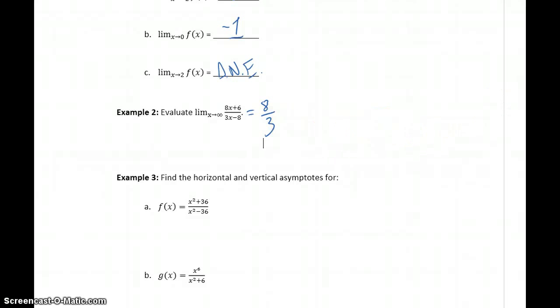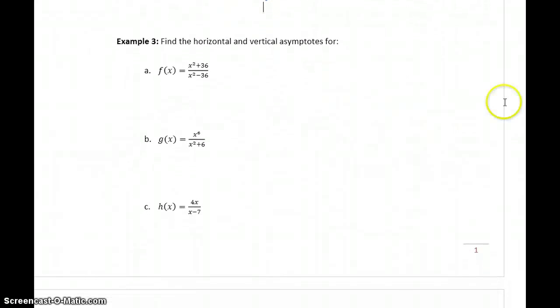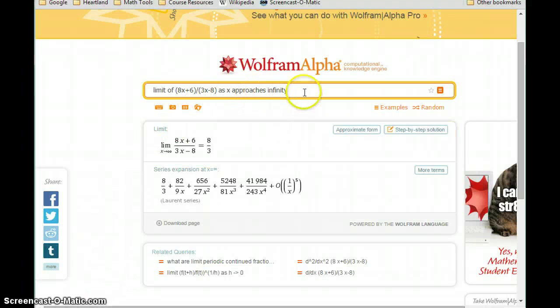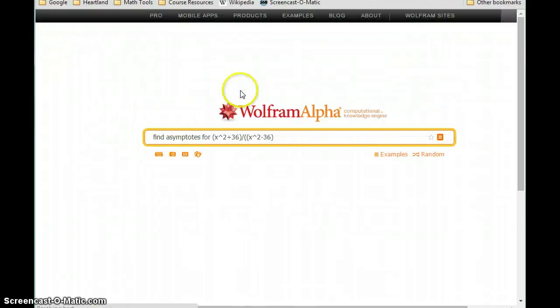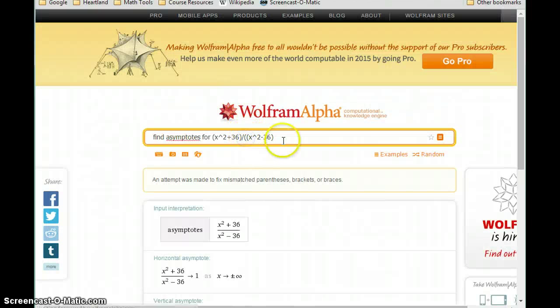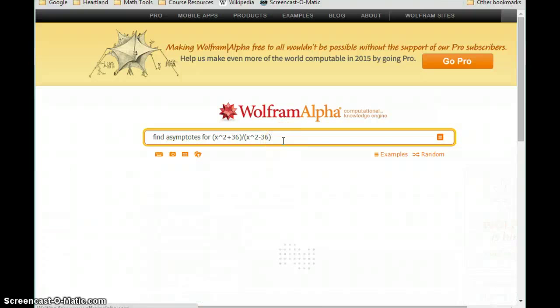In our last example, looking at just some of these basic problems that we've covered before, we want to use Wolfram Alpha to find any horizontal and vertical asymptotes for these three different functions provided. So again, Wolfram Alpha is fairly intuitive. We can just ask it to find asymptotes for the given function, which in this case in part A is x squared plus 36 divided by x squared minus 36. And actually it looks like I've got one extra parenthesis in there, so I'm going to delete that. Hit this one more time.